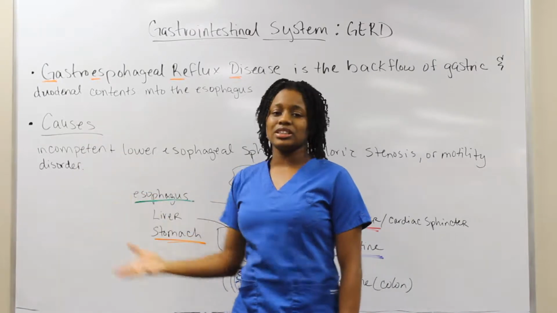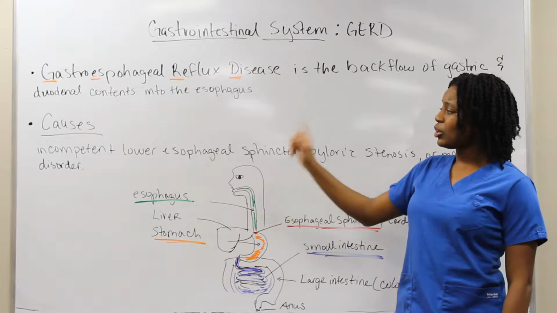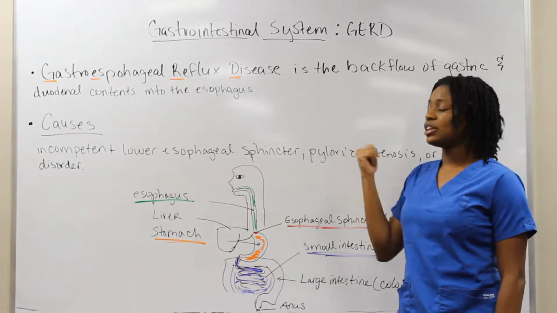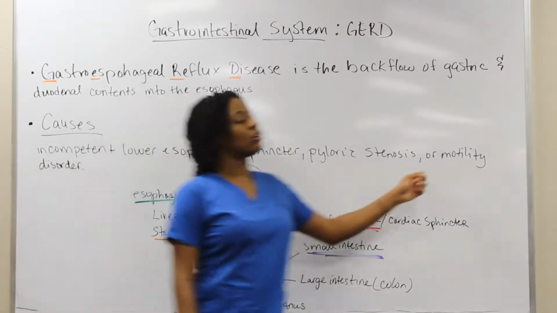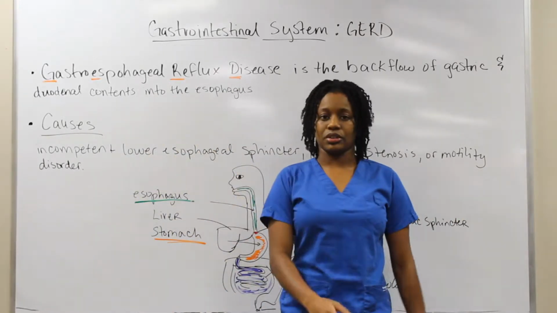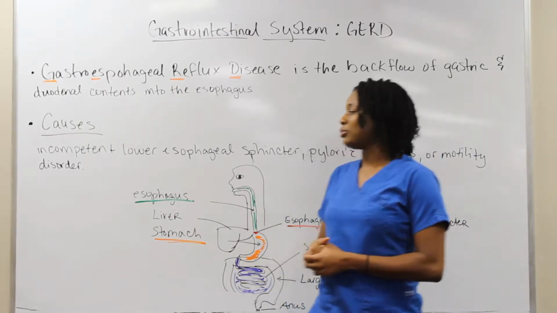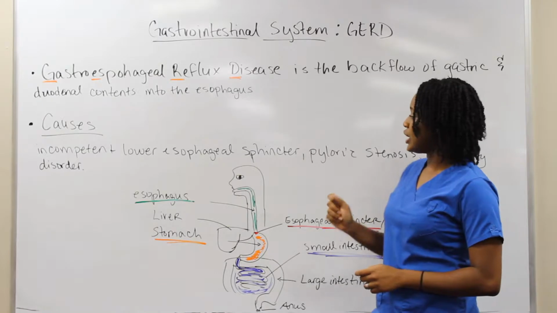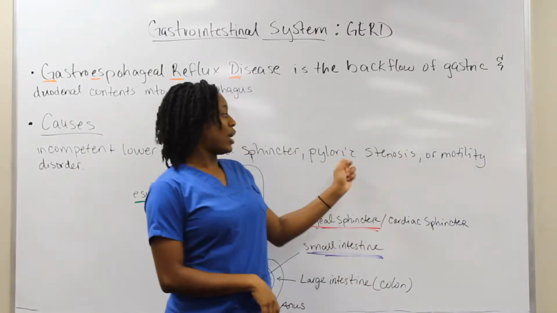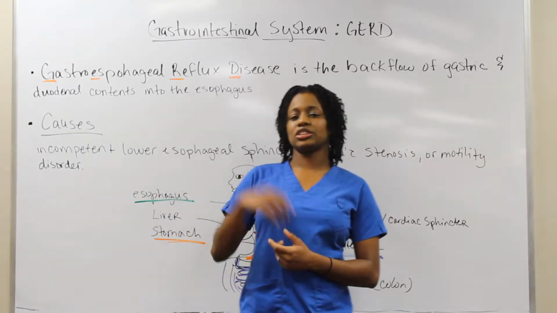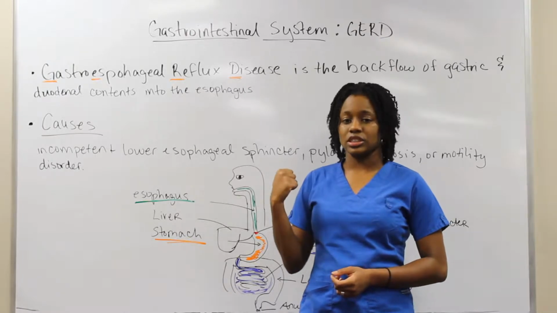So the causes, why does it happen? Why, right? How can we prevent it? So what it is, is an incompetent lower esophageal sphincter, right? Or it can be pyloric stenosis or a mobility disorder, right? And we have many different mobility disorders, which we're going to go over in a different lecture. But today, more specifically, I want to talk about the esophageal sphincter and the pyloric stenosis, because you get a lot of test questions with GERD in reference to these as the main causes, okay?